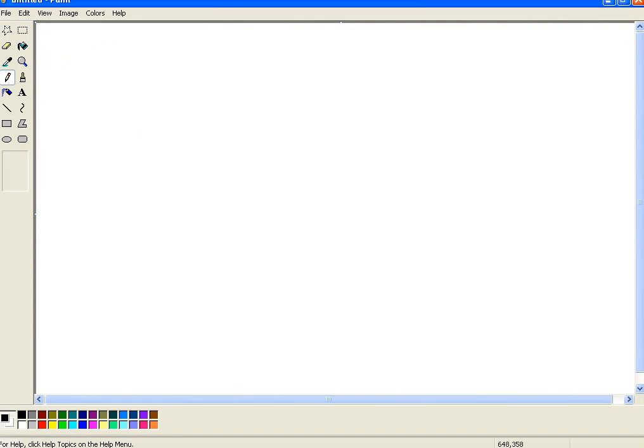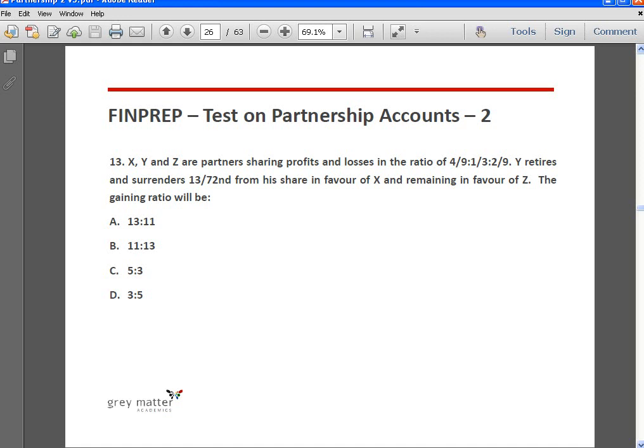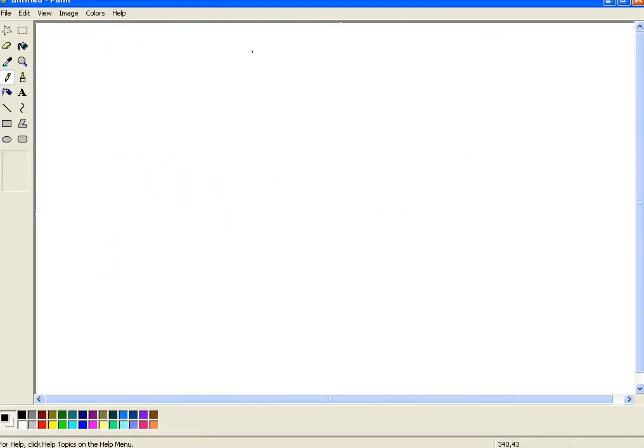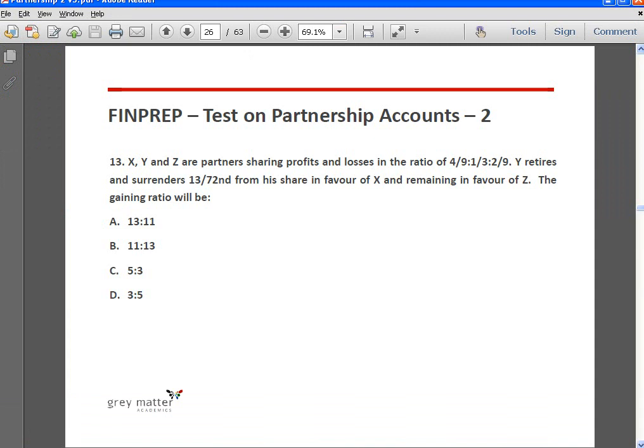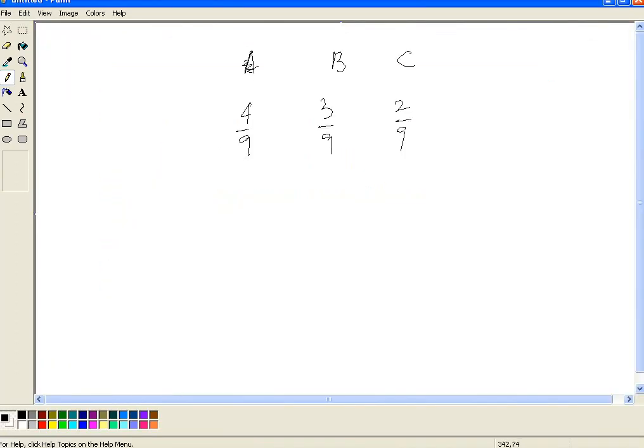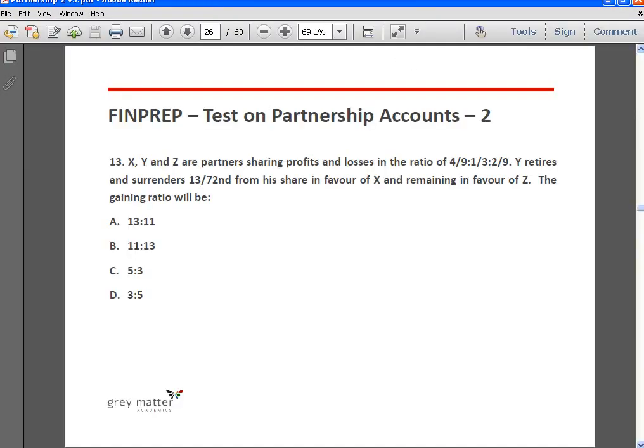So again we need to be careful about the wordings here. It doesn't say 13 by 72 of his share, it says 13 by 72 from his share. So X is to Y is to Z is 4 by 9, 3 by 9, 2 by 9. Okay, and who retires? Y retires.